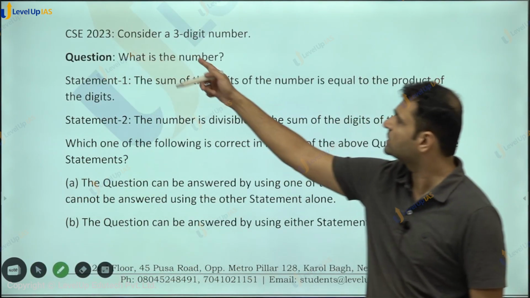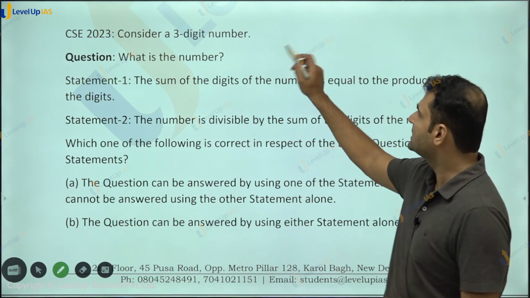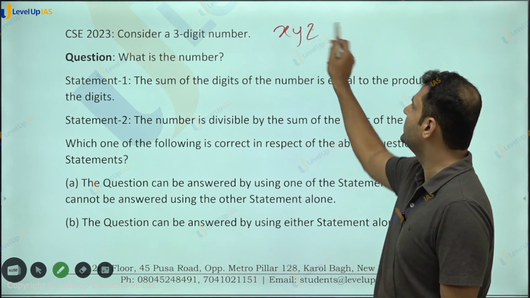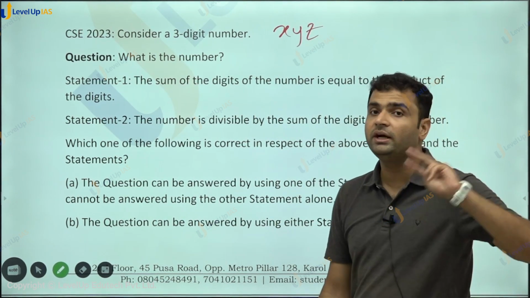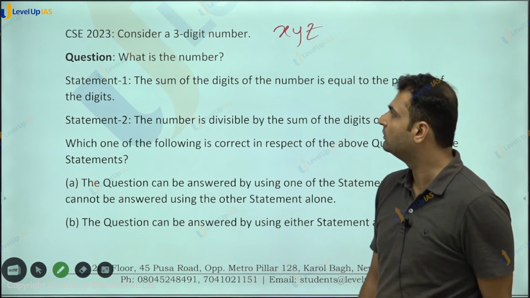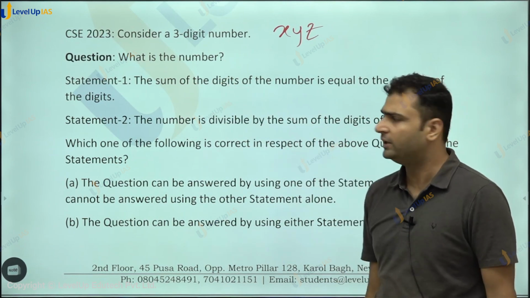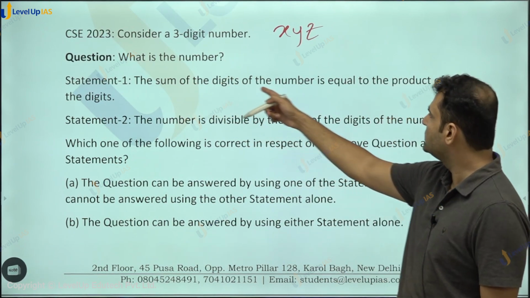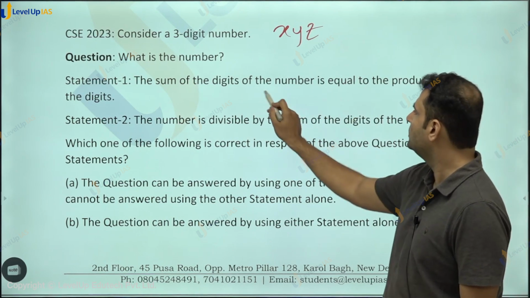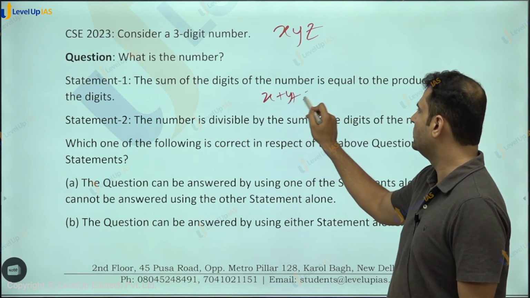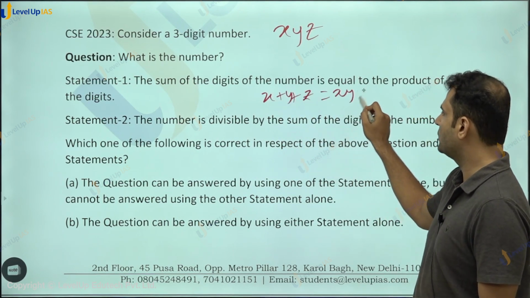Next, see this question. Consider a 3-digit number. Let us consider a 3-digit number XYZ. How many variables are there? 3. We need 3 equations for solving. First question is, what is the number? Fine. First statement, the sum of the digits of the number is equal to the product of the digits. So the sum of the digits of the number is equal to the product of the digits.